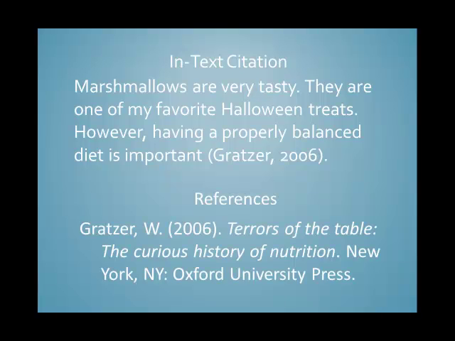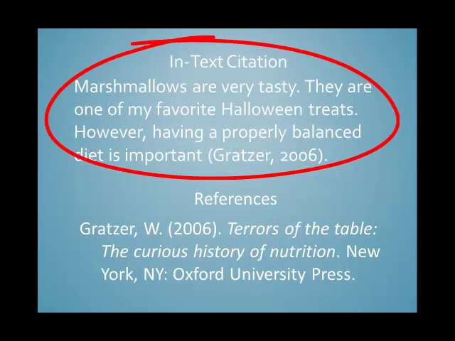Now, if the reader wants to know more about this source, she would look at the references listed at the end of the paper. This tells us that the book is written by W. Grotzer, called Terrors of the Table, The Curious History of Nutrition. So we could actually go look up the book if we want to find out more about this. The student has successfully incorporated his own ideas with the ideas of an outside source into one paragraph.